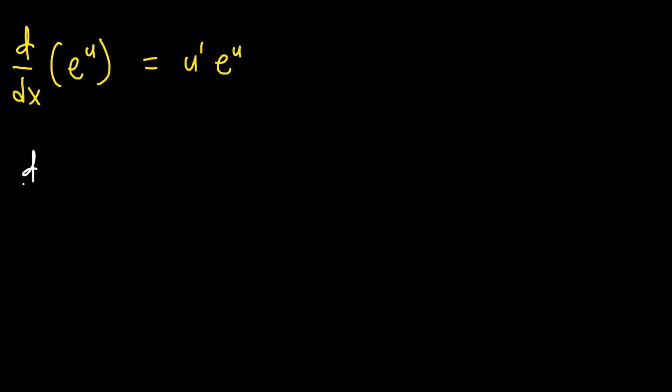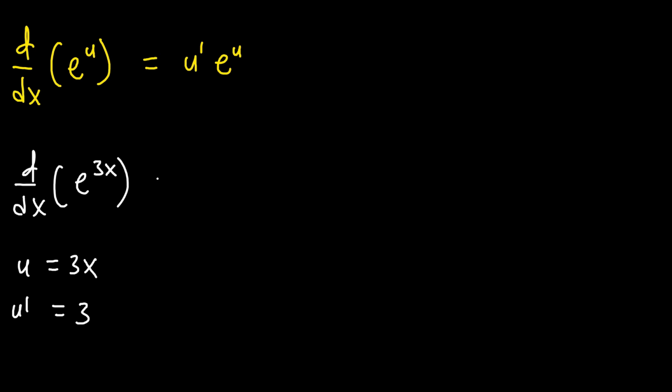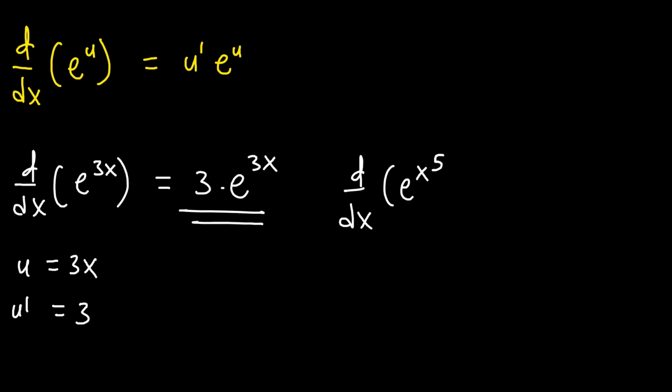Now how about the derivative of e to the power of 3x? In this case, u will be equal to 3x, and if we differentiate this, u prime will be equal to 3. And so this will be u prime, which is 3, times e to the power of u, which is 3x.